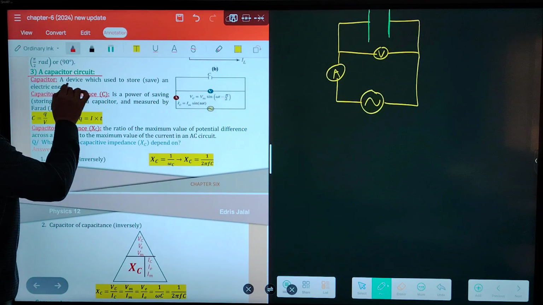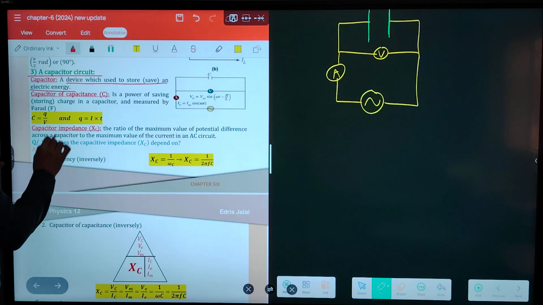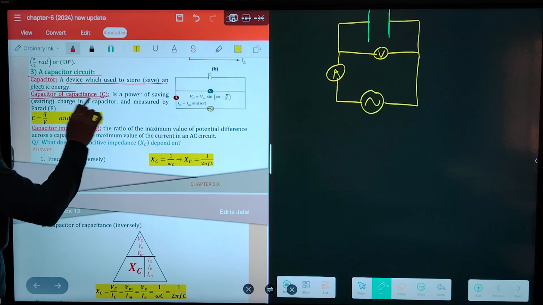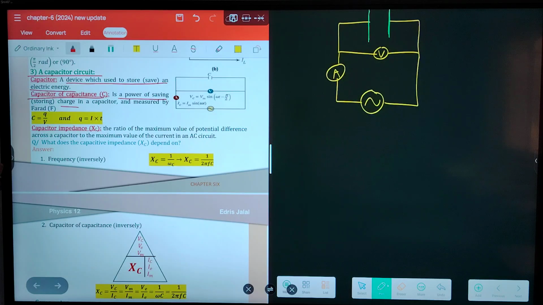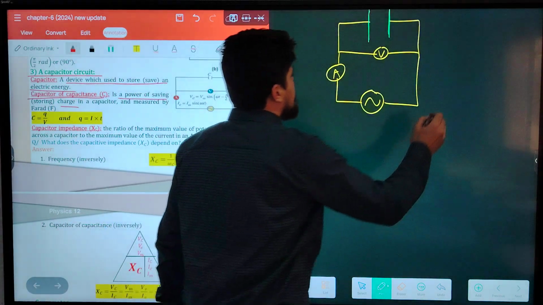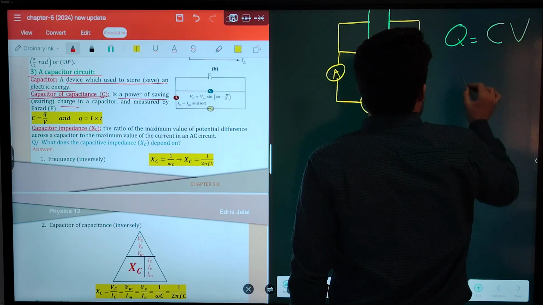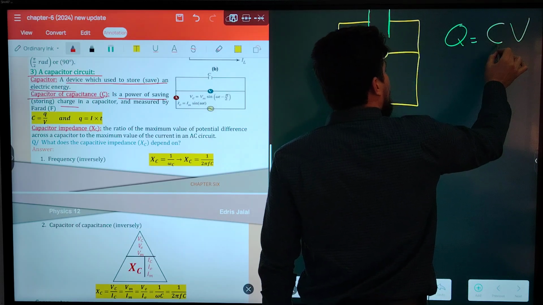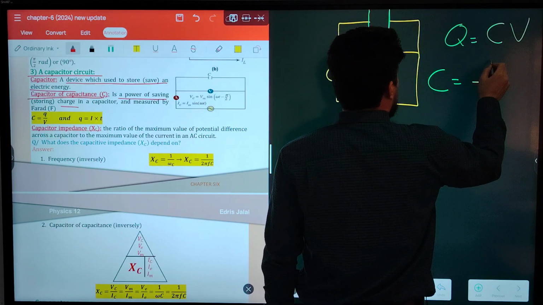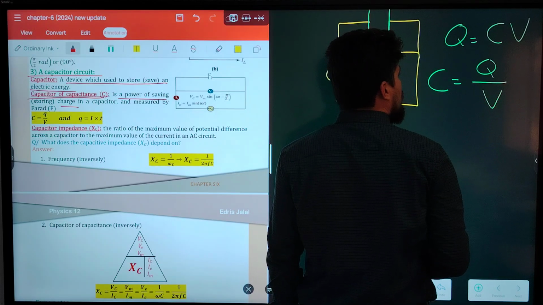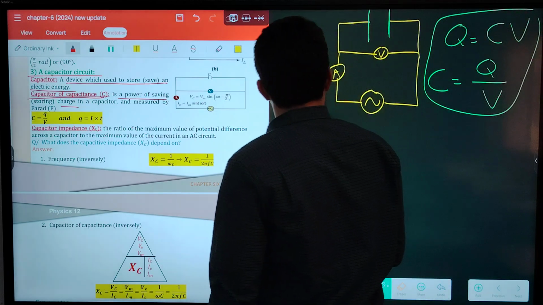What is a capacitor? A device which is used to store or save electrical energy. Capacitance, C, is the ability of storing charge in the capacitor and is measured in Farad. Guys, Q is equal to what? C times V: charge, capacitance, potential difference. Capacitance is equal to what? Q over V. Okay? So these two equations are very important, be careful.